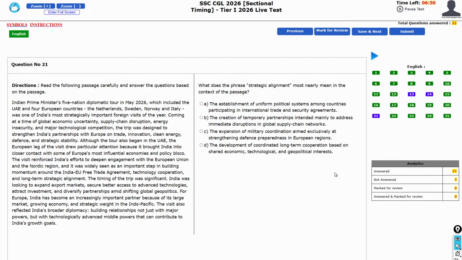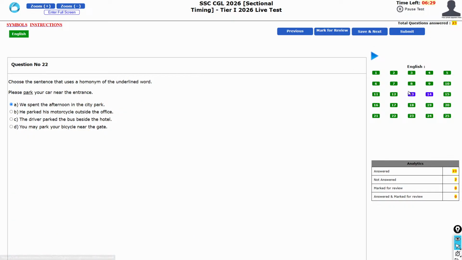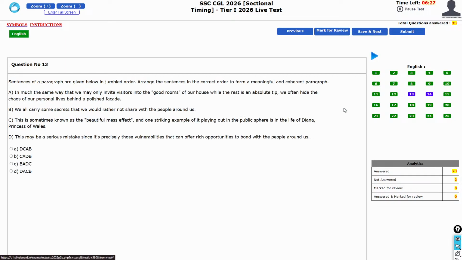So, what does the phrase strategic alignment most nearly mean? Establishment of uniform political system? No. Creation of temporary partnership intended mainly to address temporary? I don't think so. Expansion of military? No, no. Development of coordinated long-term cooperation based on shared economics? Yeah. Geopolitical tensions? Yeah. So now two PQRS is left. In much the same way, which way?